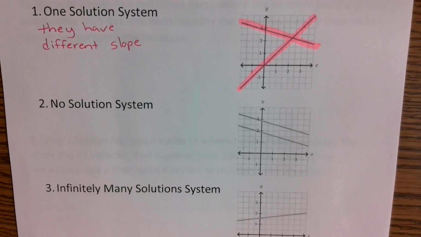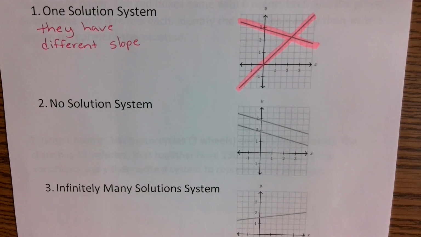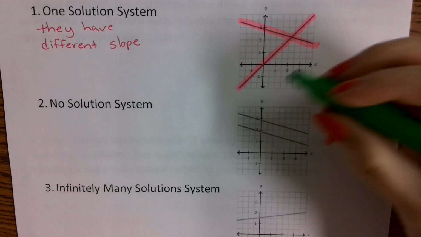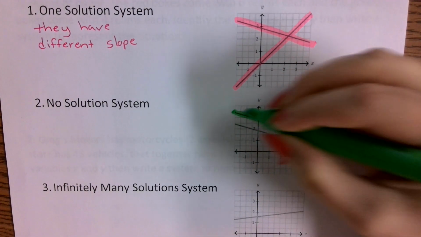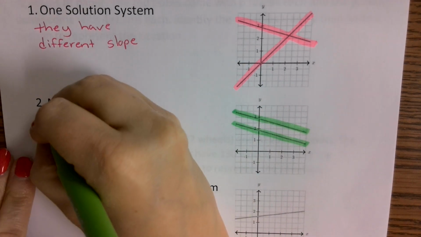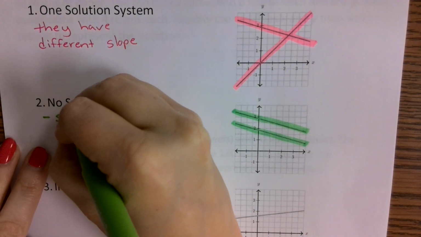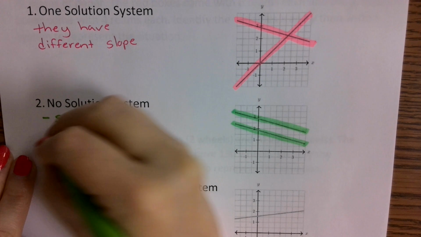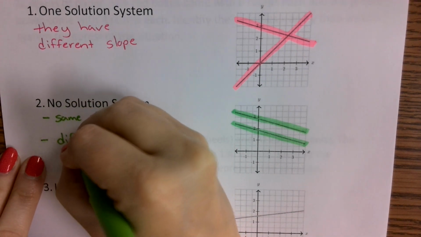Then we've got what we call a no solution system. With a no solution system, you'll notice that when you graph it, we create what? What are these called? Parallel lines. So what's important to understand here, when it's no solution, they actually have identical slopes, but their y-intercepts are different. Same identical slopes, but different y-intercepts.